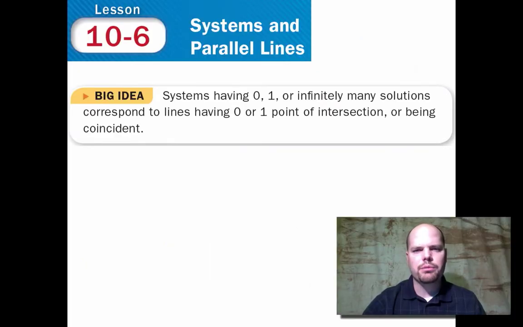In Lesson 10.6 we'll be looking at systems and parallel lines. The big idea would be systems having 0, 1, or infinitely many solutions, corresponding to lines having 0 or 1 point of intersection, or being coincident, meaning they're the same line.